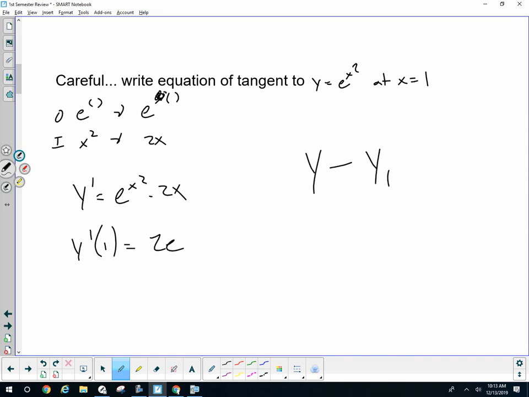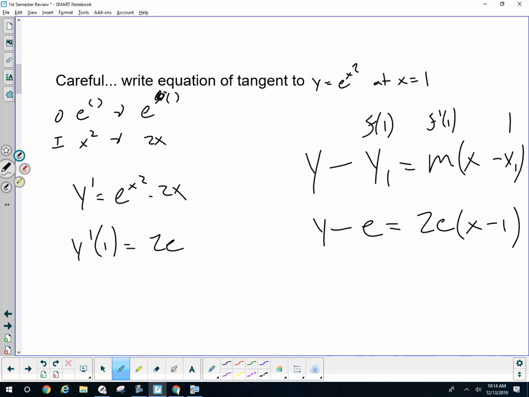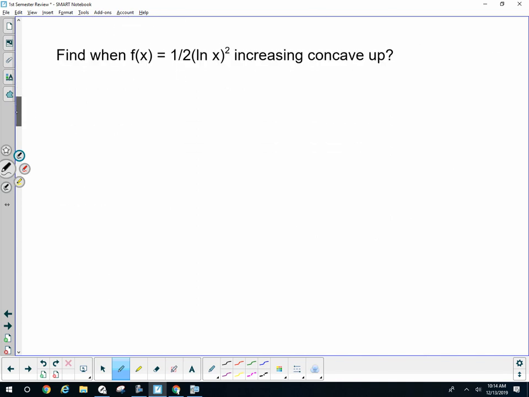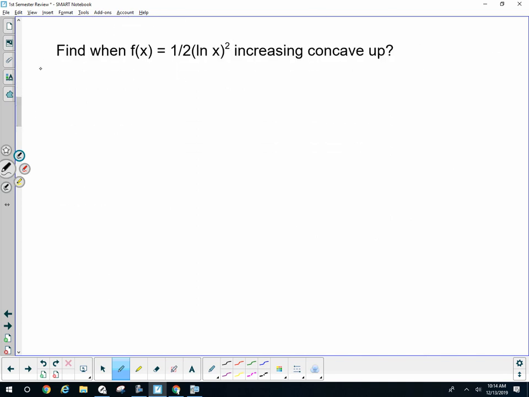Equation of a tangent: y minus y1 equals m times x minus x1. This is f at 1. This is 1. This is f prime at 1. F at 1 would be e. F prime at 1 would be 2e, x minus 1. Derivative of log is 1 over x. We'll talk about how we handle the log function and its derivatives.